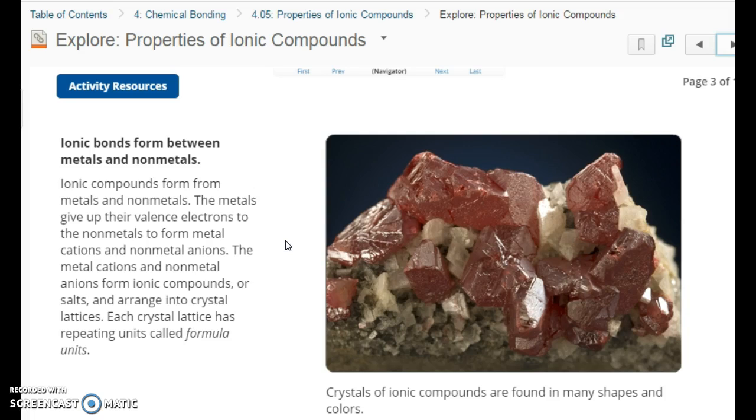Each crystal lattice has repeating units called formula units. So we talked about this already with the table salt in a previous lesson. The reason that it was a cube, or you get these nice edges, is because of the lining up of positive and negative in 3 dimensions. And that's going to be your crystal lattice. The formula unit is just your formula. For example, table salt: 1 sodium for every 1 chlorine.